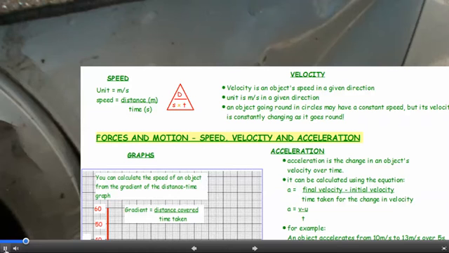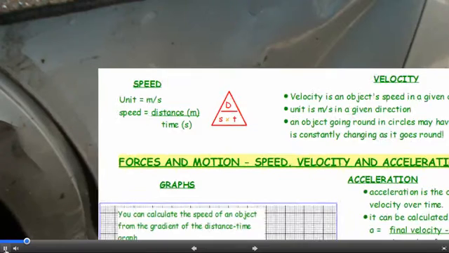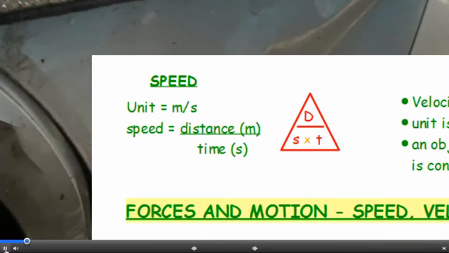So we'll be looking at forces in motion now. Let's have a look at speed, velocity and acceleration. So what's speed then? Well, that's how fast something's going. And the unit is meters per second. It's always given in meters, not miles, per second, not per minute or per hour. It's meters per second. So speed is distance in meters divided by time.